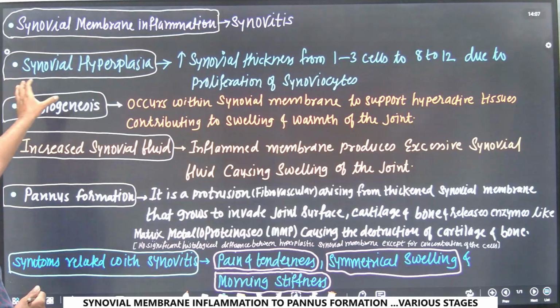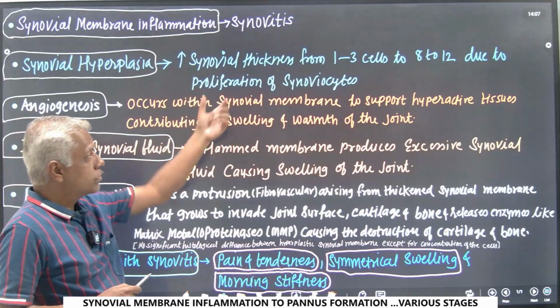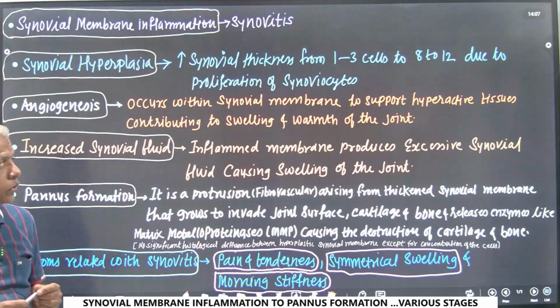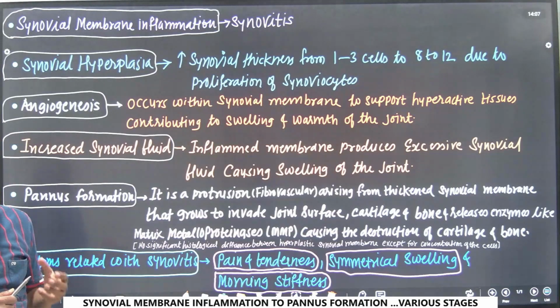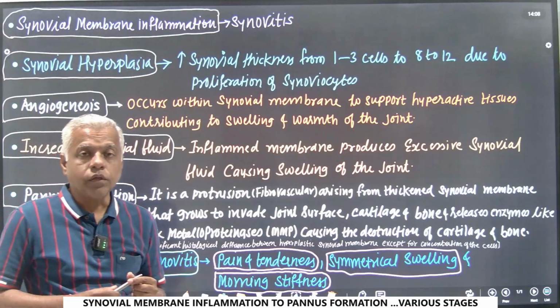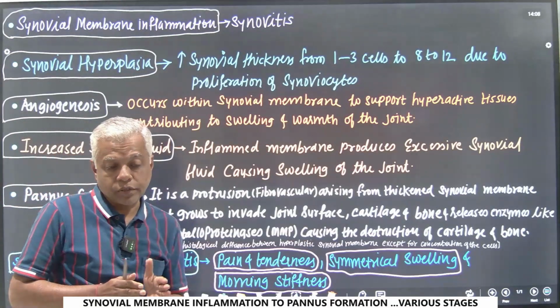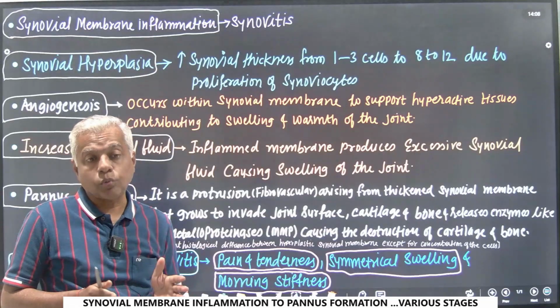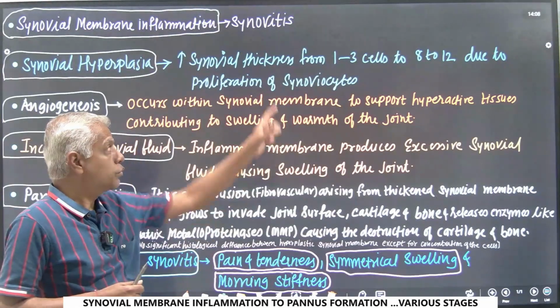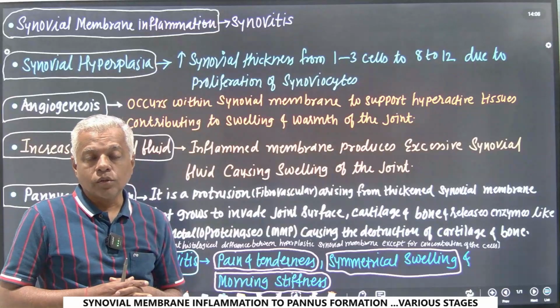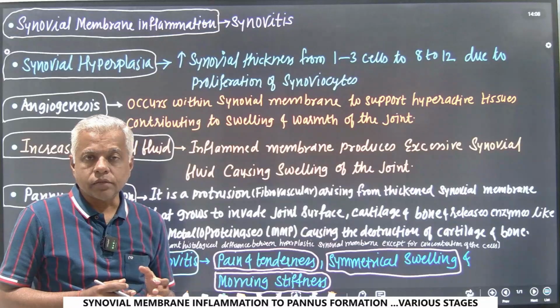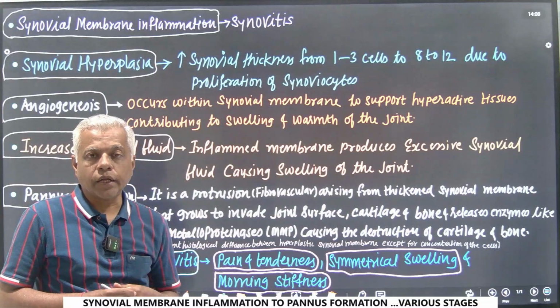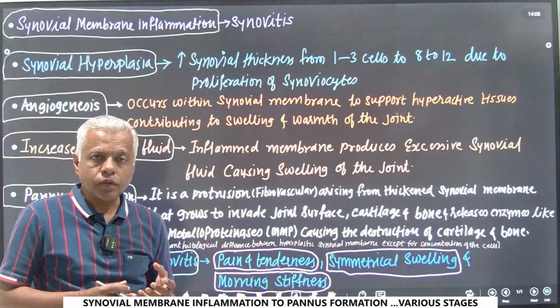Then the next event is synovial hyperplasia. There is an increase in the thickness from 1 to 3 cells to 8 to 12 cells due to proliferation of the synoviocytes. So this inflamed synovial membrane is increasing in thickness because of the proliferation of the synoviocytes. We know that we have two types of cells there, type A cells which we call macrophage like, and type B cells which we call fibroblast like.